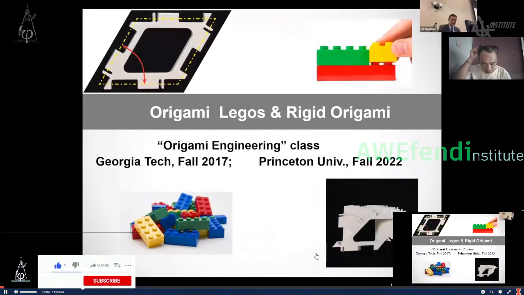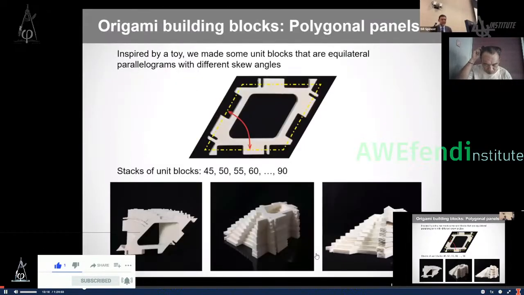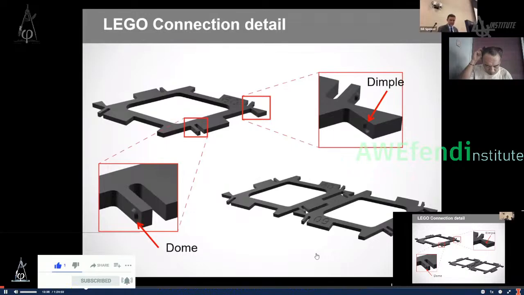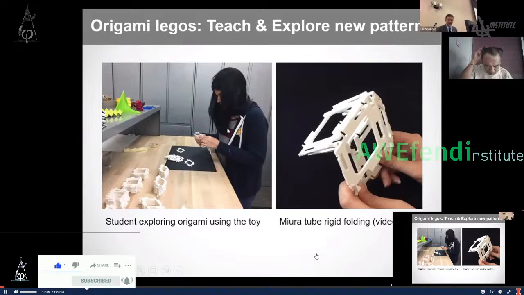And it is these same ideas that recently we introduced in an origami engineering class that I taught at Georgia Tech and also at Princeton last year. One of the ideas is to use Legos, for example, to illustrate the mathematics. Here you can see the key idea of the Lego. We were inspired by a toy in Japan, but then we generalized all the angles of the parallelogram, and we printed hundreds of thousands of those Legos, and you can see here the key idea are these connections, so that it can allow us to play with the Legos and reassemble the origami.